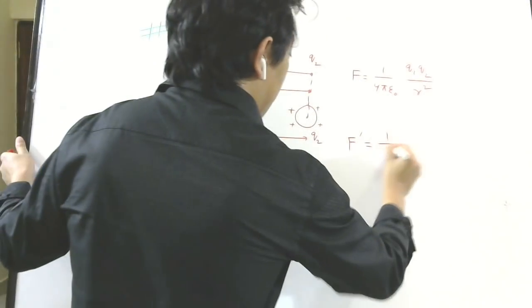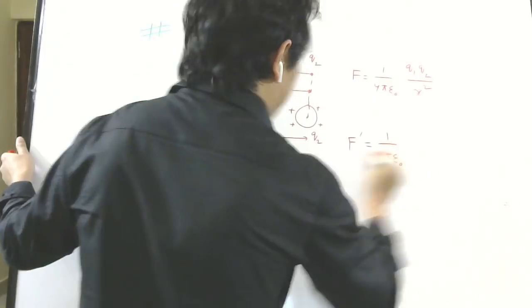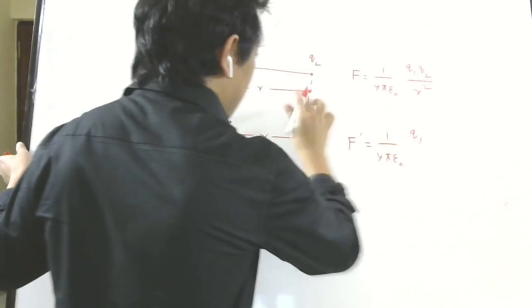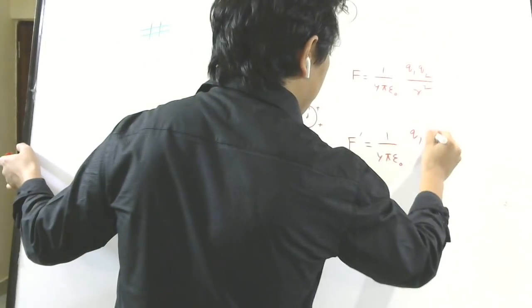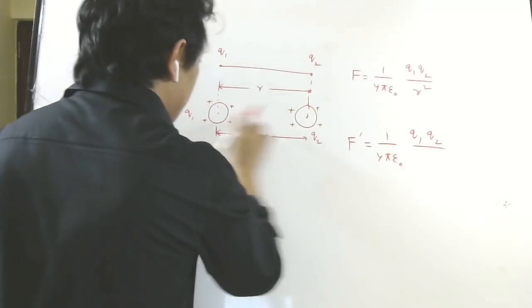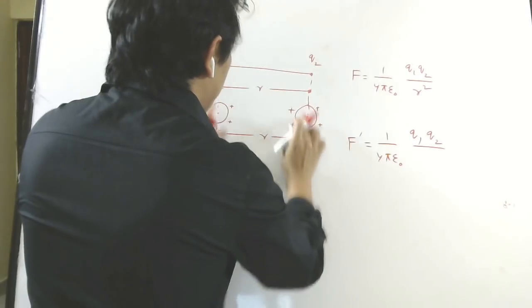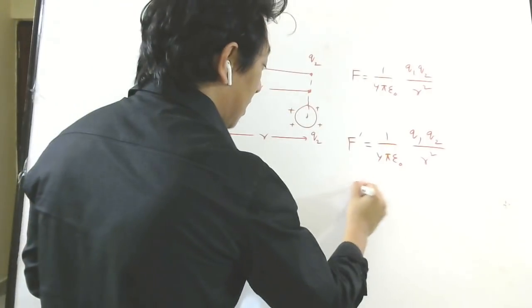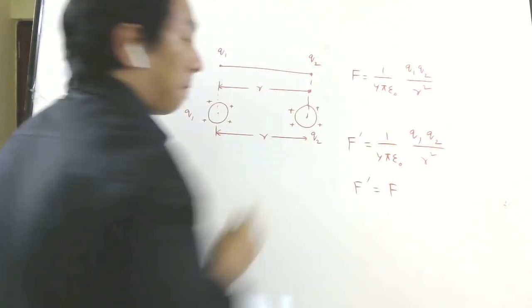So here 1 by 4 pi epsilon naught, this is charge q1, this charge is q2, same as these two, divided by center to center. Now this center to center is given, same as this. So if you write like this, then what will you see? F dash is same as F.